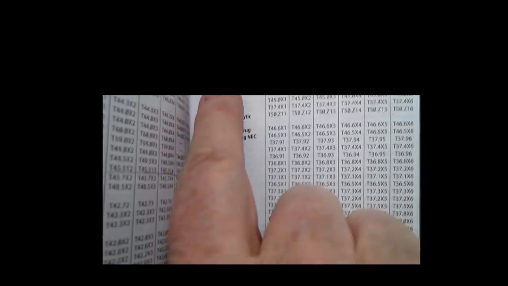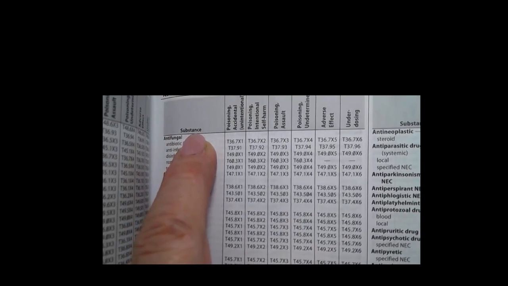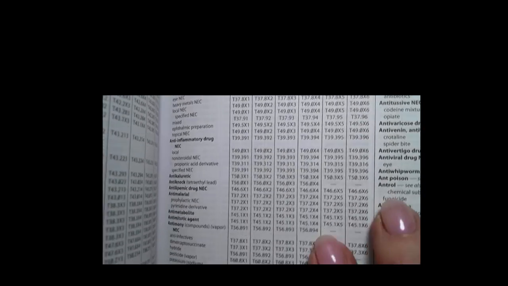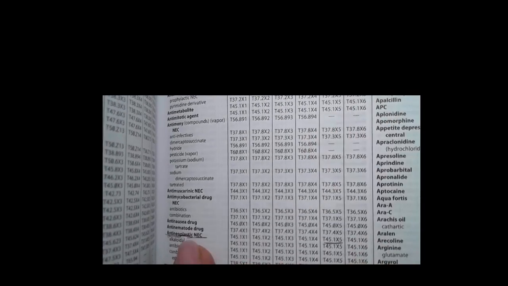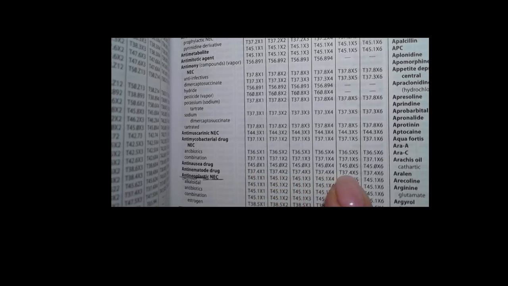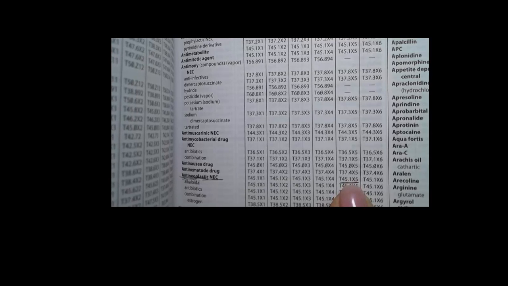Go back up here. Here's your substance, and then all the way over here is your adverse effect column. It's the next to last column. So we're going to go back down to anti-neoplastic. We aren't given the specific chemo this person is using. So we're going to go across here to your adverse effects column, and this is where our guideline gets that T45.1X5 as the adverse effect code.